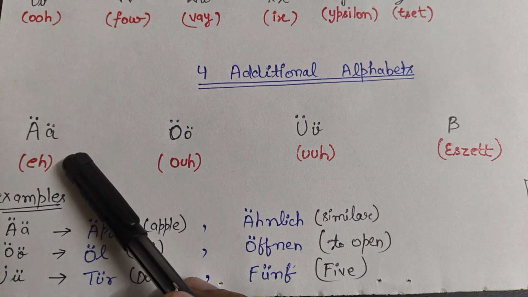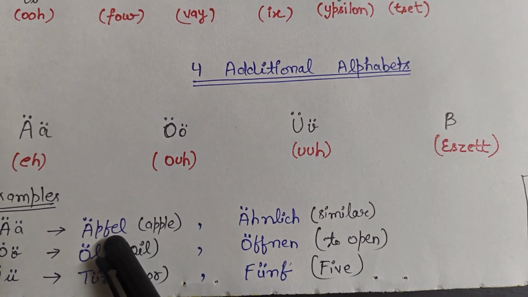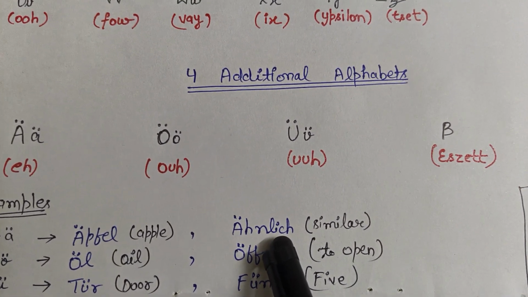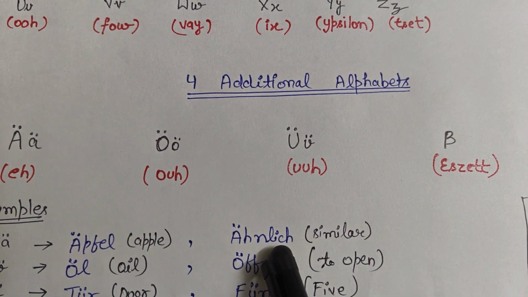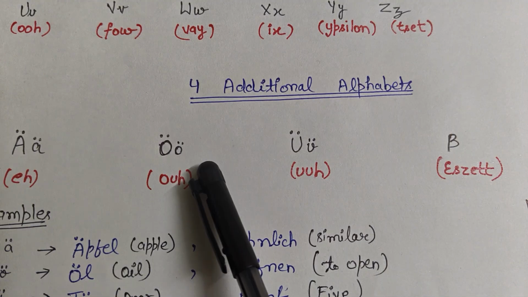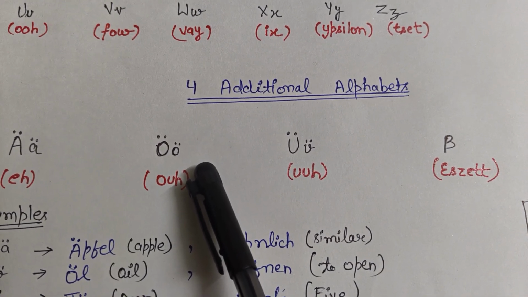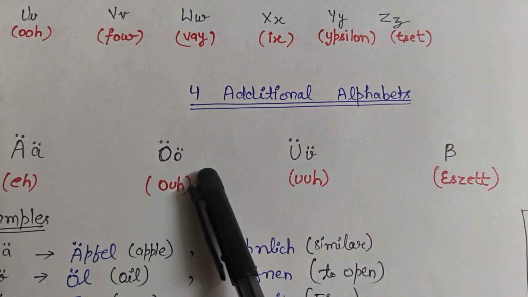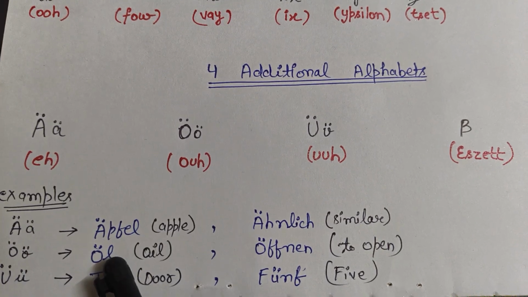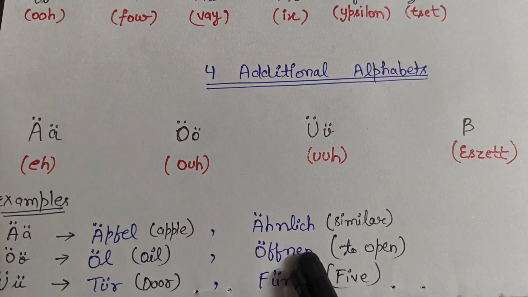Let's see the example. Apple, apple. Similar, English, English. O with umlaut or O mit umlaut in German is pronounced as yo. Let's see the example. Öl, which is oil. To open, öffnen.